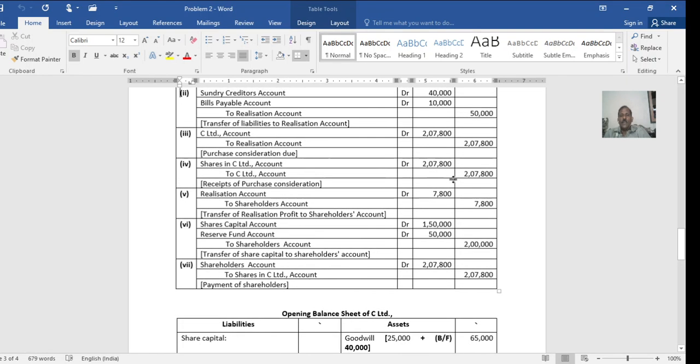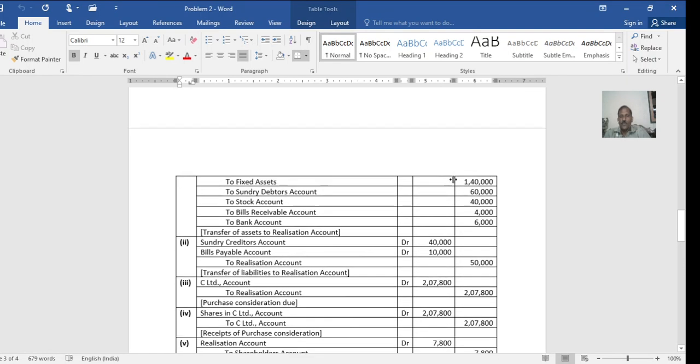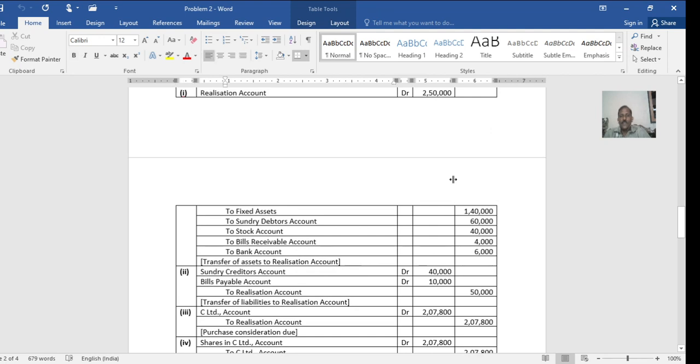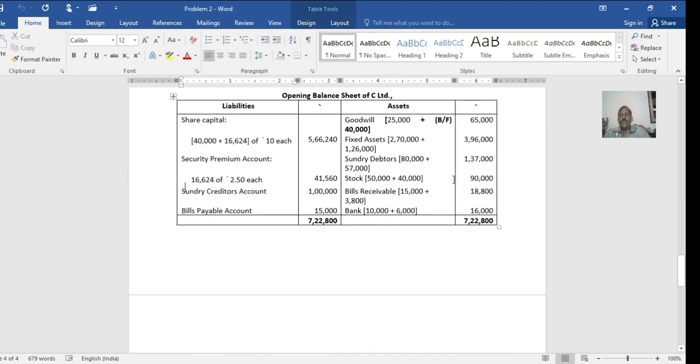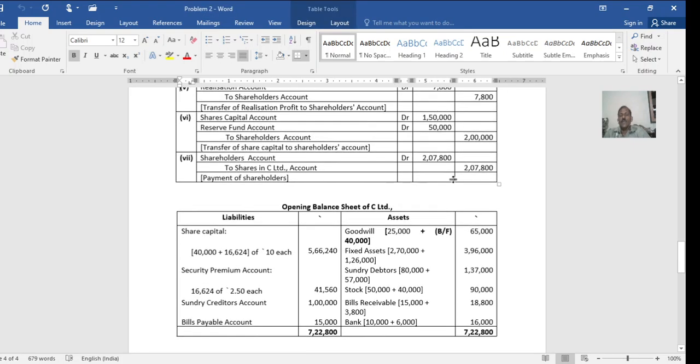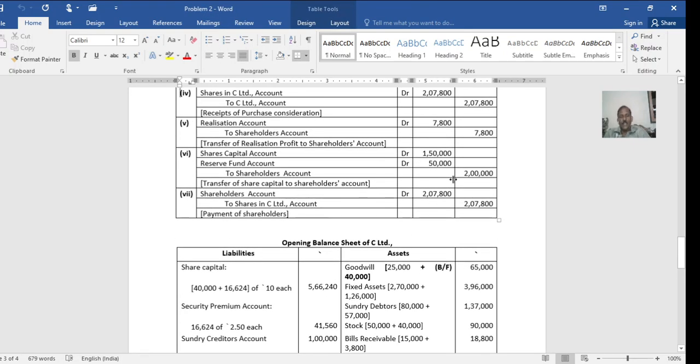Then when you balance realization account, you will get the difference, again profit it is. You see, debited with assets for 2,50,000, then credited with the liability 50,000, purchase consideration 2,07,800. So credit side total will be 2,57,800, whereas debit side 2,50,000. Thereby 7,800 difference in the debit side, in the sense profit. Credit exceeds the debit, so give debit to realization account. Entry: realization account debit to shareholders account, being realization profit transferred to shareholders account.